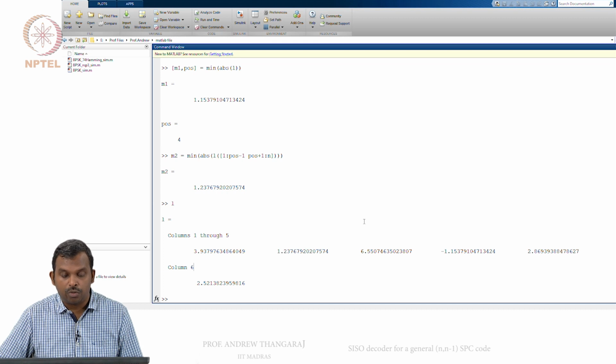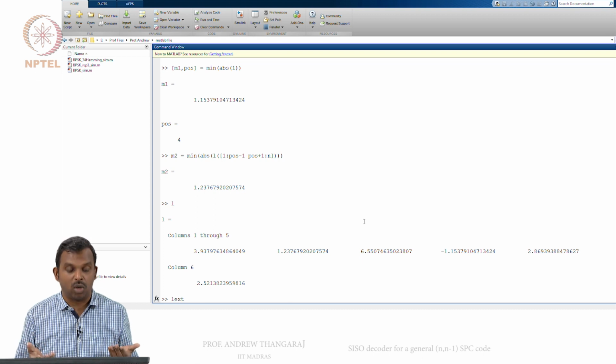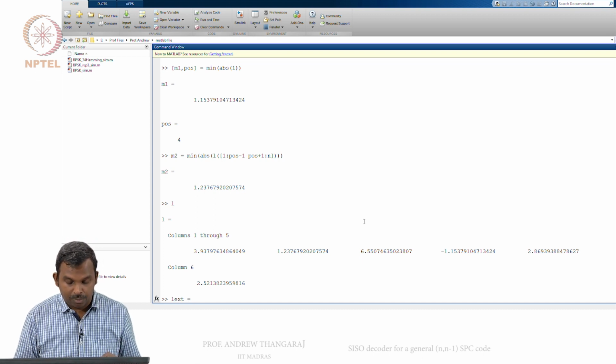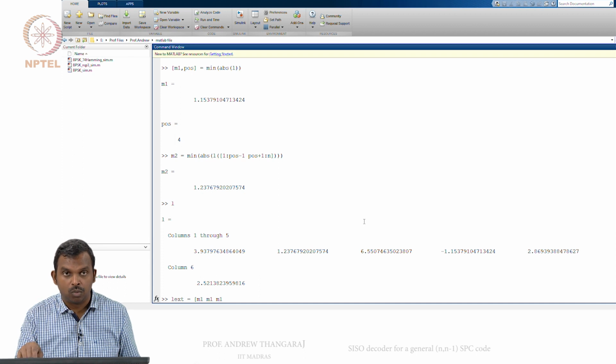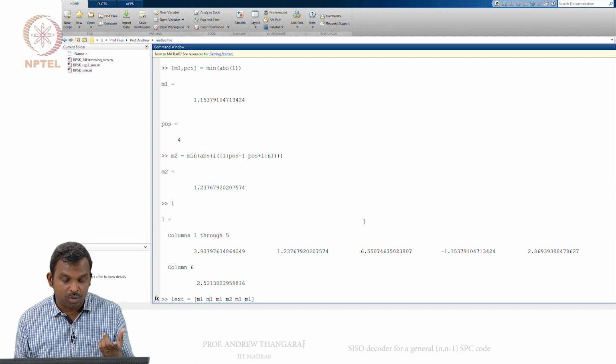Okay, so what do I do for Lxt? Remember, Lxt is mostly going to be m1, so you can let Lxt be simply m1. So how do I do m1 here? It's just m1, m1, m1, except for the 4th position. Mostly going to be m1 except for the 4th position where I have to put m2, and then m1, m1. Is that okay? So that is the absolute value of Lxt. Okay, so this is the absolute value of Lxt, but I also need signs, right?